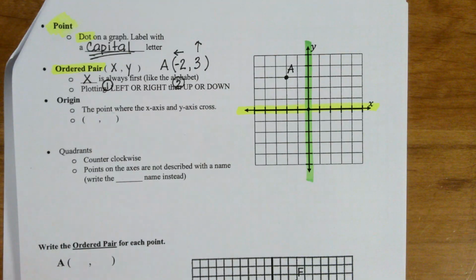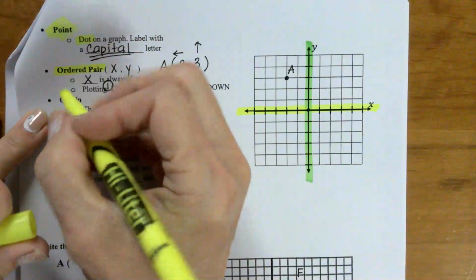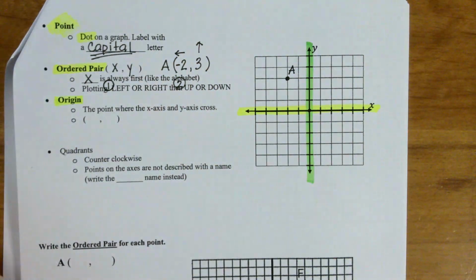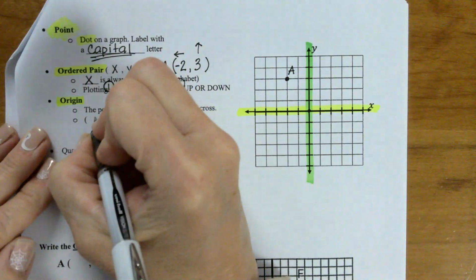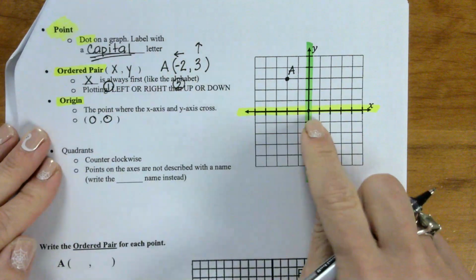The origin, we already talked about that. The origin is the point where the x-axis and the y-axis cross. It is 0, 0. It's right here.